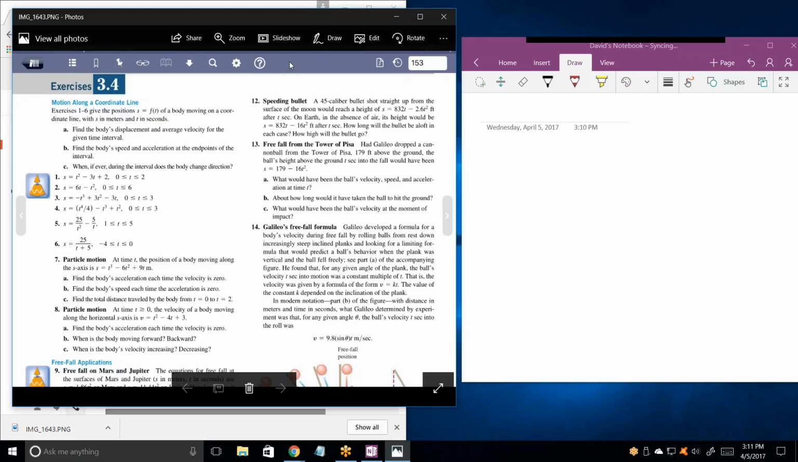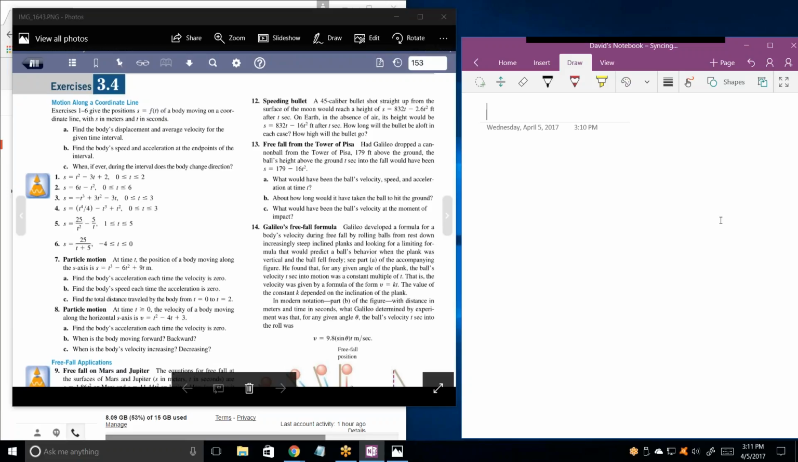Oh, a speeding bullet. Yep. Faster than a speeding bullet. Must be Superman somewhere in here. All right, let's see.